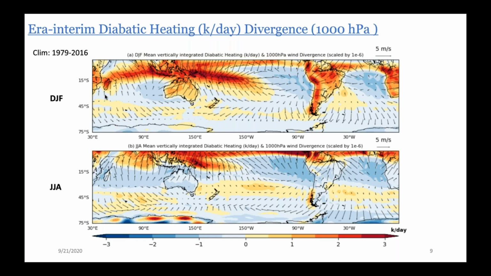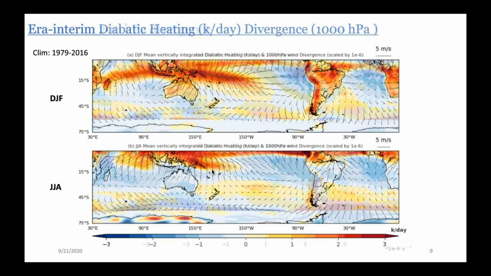So the heating is maximum in DJF in the West and South Pacific, which is known as the South Pacific Convergence Zone, or SPCZ. The SPCZ heating is seasonally stronger, associated with a strong convergence in DJF in austral summer, whereas in June, July, August the heating decreases, it weakens in strength, and it moves somewhat towards the Northern Hemisphere, and there is not that much strong convergence over that place.